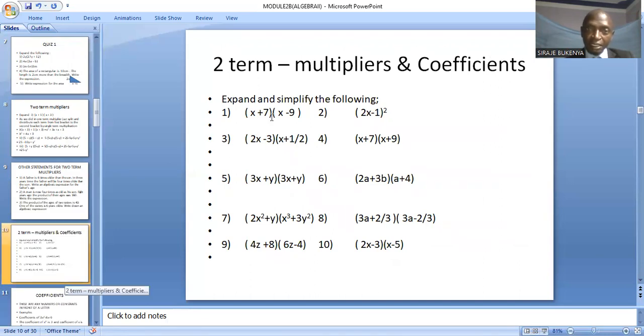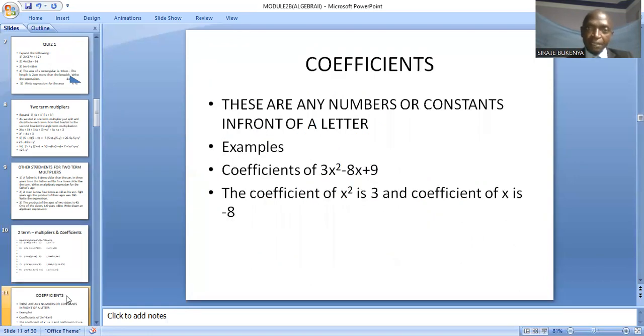And you're going to open brackets as we've been saying, then also bring in the concept of a coefficient. What we mean by a coefficient: a coefficient is any number or constant in front of the letter. Somebody says the coefficient of 3x squared minus 8x plus 9. That means the coefficient of x squared is 3. The coefficient of x is minus 8. You see, this is the number in front of x squared. This is the number in front of x.